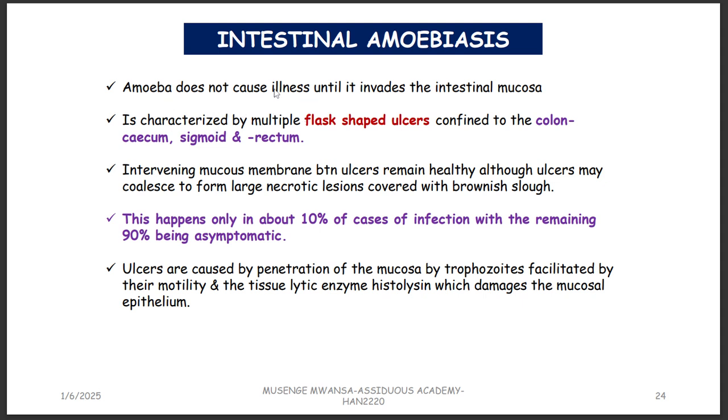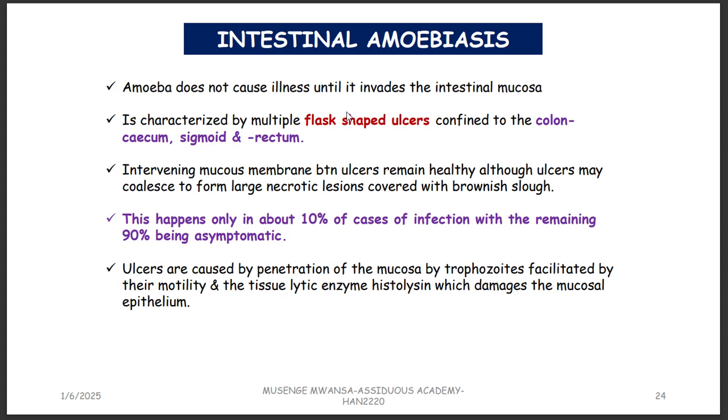Of course, amoeba does not cause illness until it invades the intestinal mucosa. We said so, isn't it? Most of them are non-pathogenic because they can't penetrate the mucosa. But once this parasite penetrates the mucosa, it's going to form an ulcer in the colon cecum, the junction between the colon and the cecum, or the sigmoid and rectum. Please take note of these two regions for your exam sake.